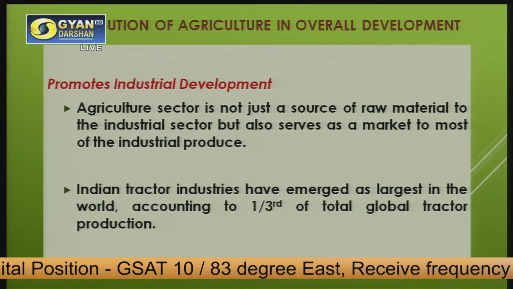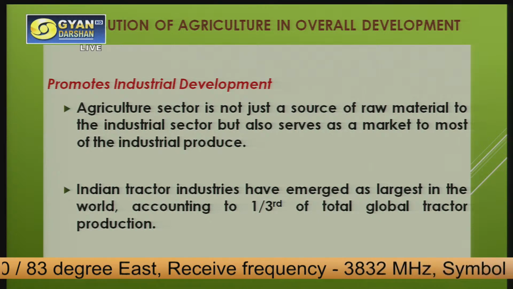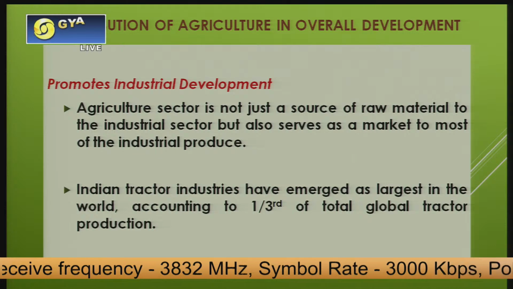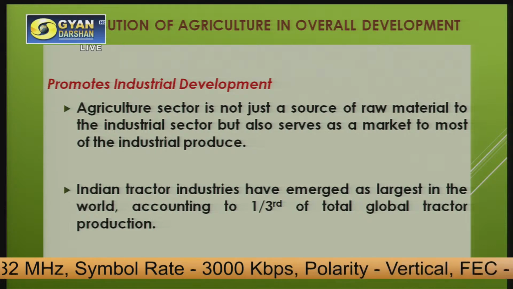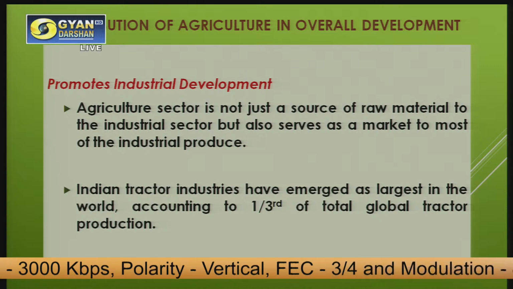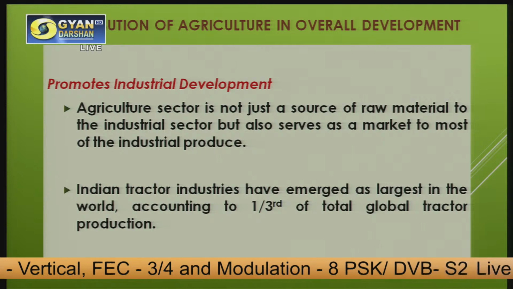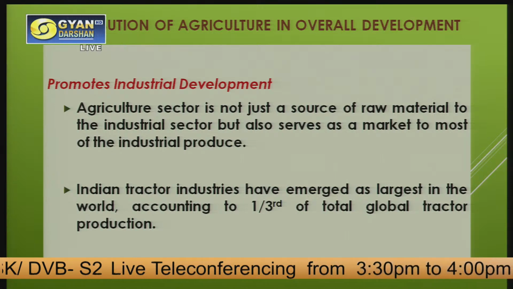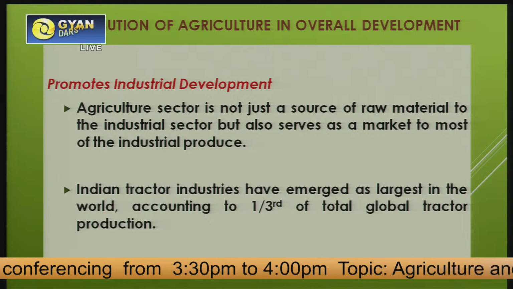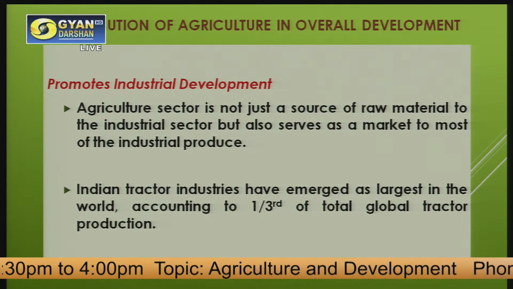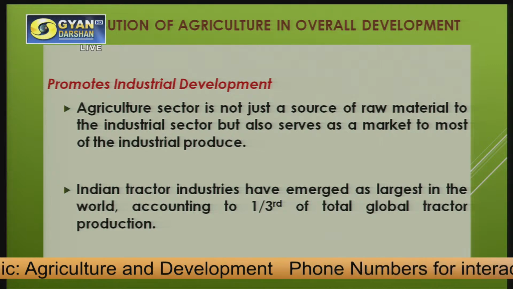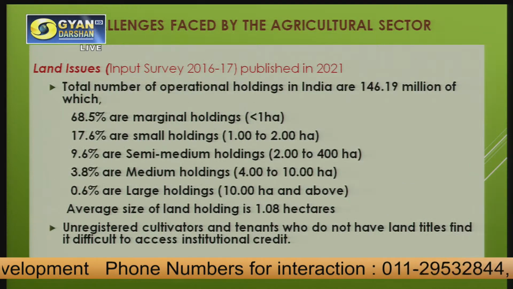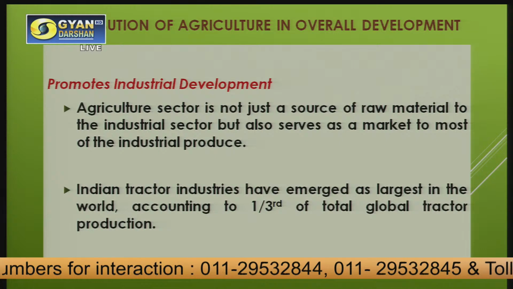Then it promotes industrial development. The agriculture sector is not just a source of raw material to the industrial sector, but it is also a market to several industrial produce. As we have already discussed, most of the industrial produce, for example, farm implements, tractors, fertilizers, insecticides. So it is a market to several of these industrial producers. Then, as we have already discussed, the Indian tractor industry has emerged as one of the largest industries in the world, and India accounts for around one third of the global tractor production. So these are some of the important ways in which agriculture helps in the development of a nation.